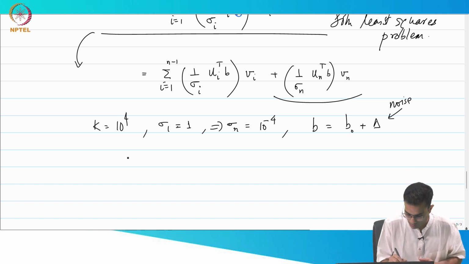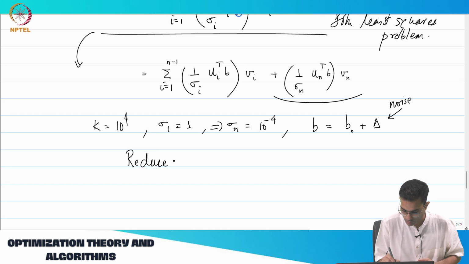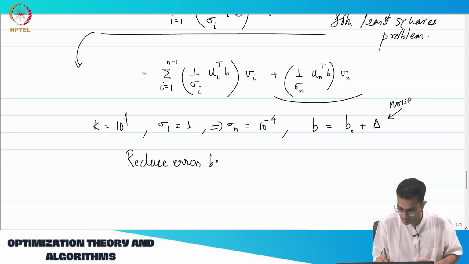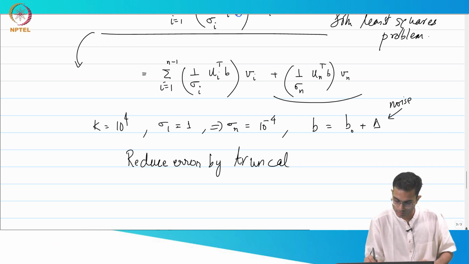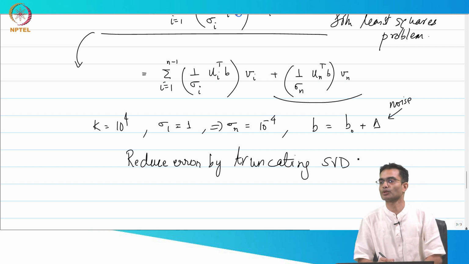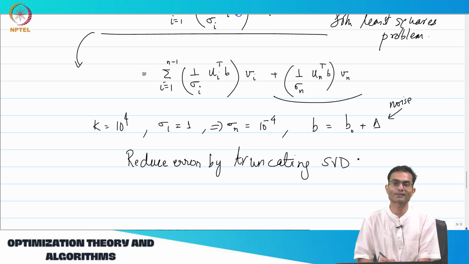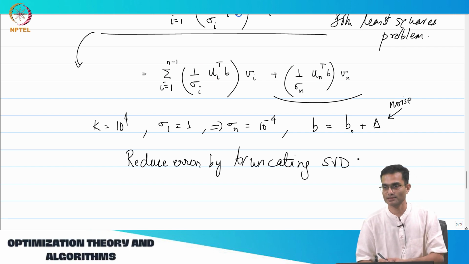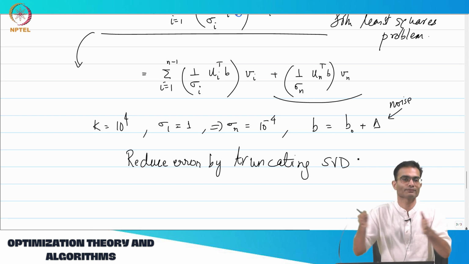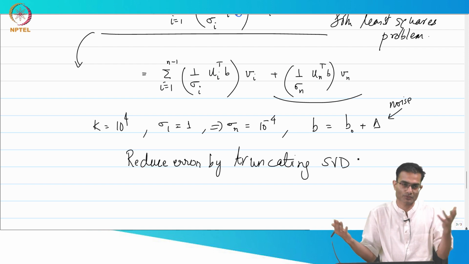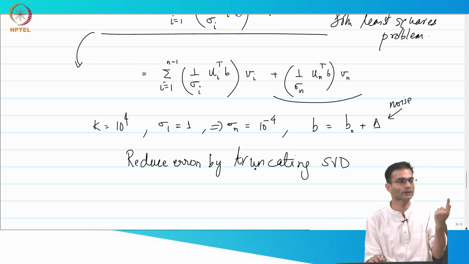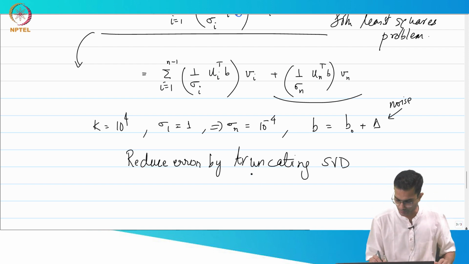So, reduce error by truncating. Here I gave you the example of just the last one, sigma n, being very small, but the last several singular values could be very bad. So that's why truncated does not mean just one. You could truncate it by a few terms, right?